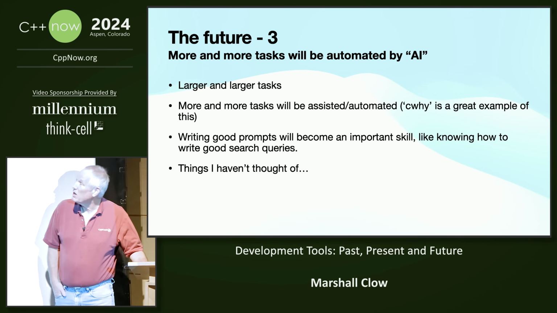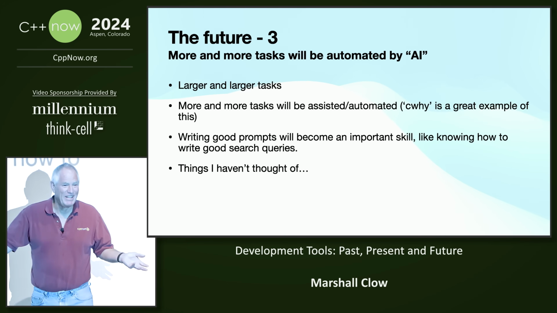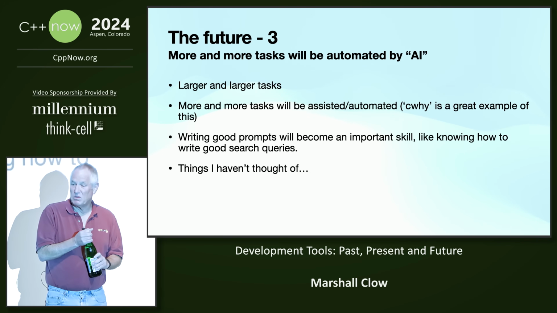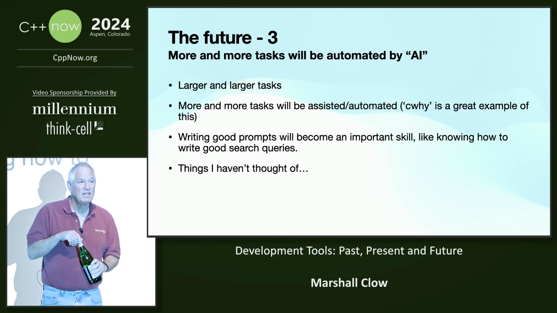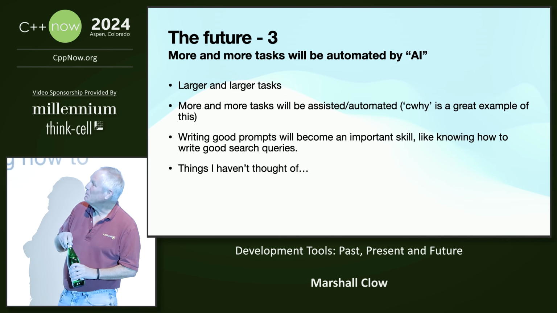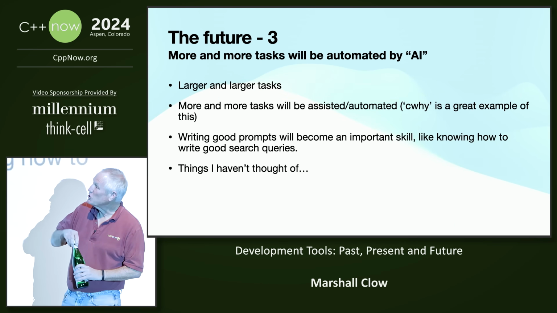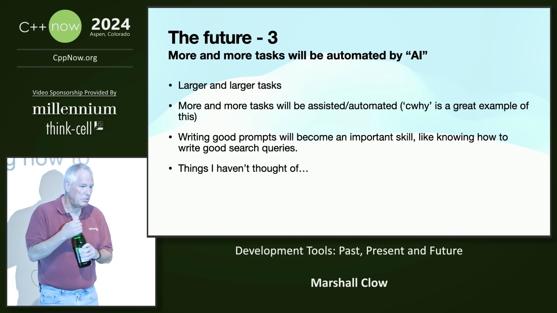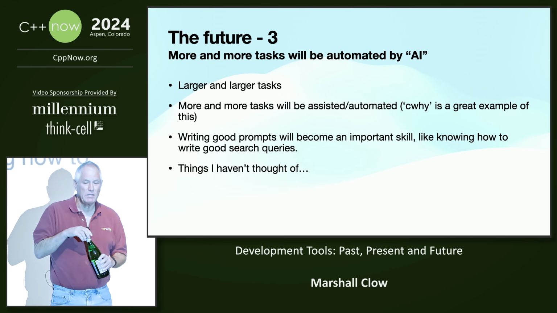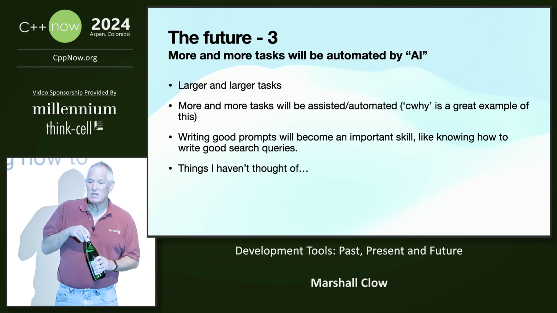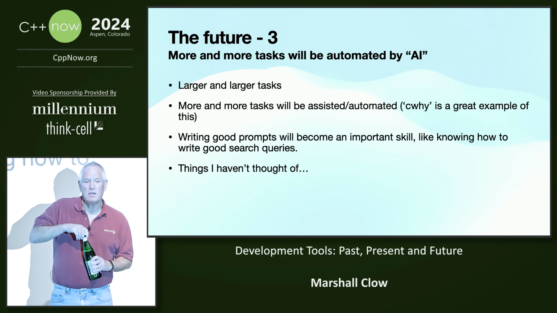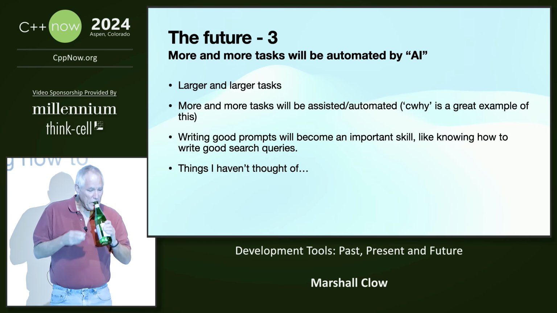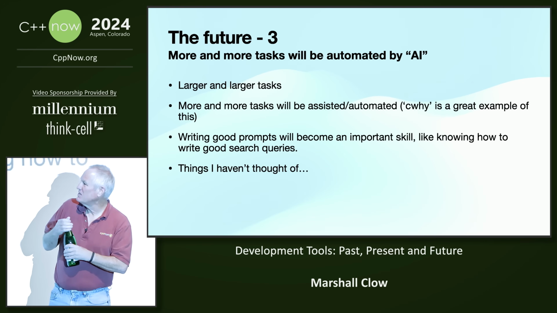More and more tasks will be automated by AI. Again, this is AI, the marketing blurb of the past year and of the next 2 years. Of course, everything's going to be AI. But what does this mean? It means that larger and larger tasks are going to be able to be automated. More and more tasks will now be assisted or automated. CY is a great example of this, but I'm not touting this as a be-all and end-all thing. It's an example of the kind of tasks.